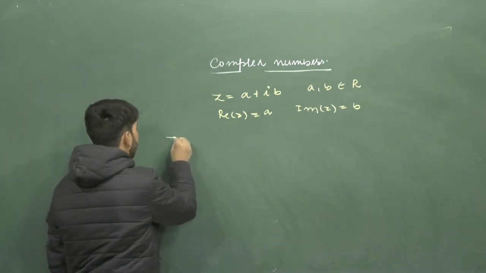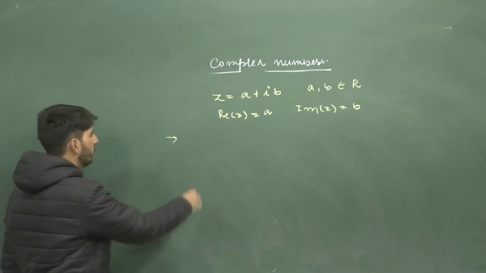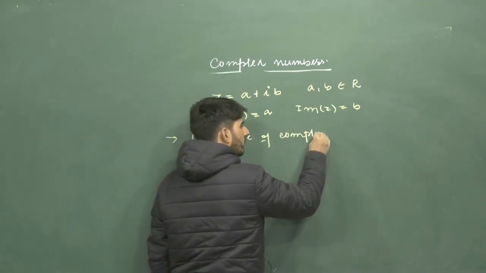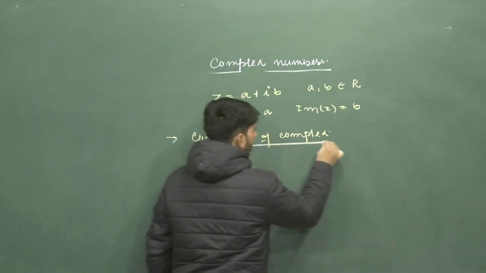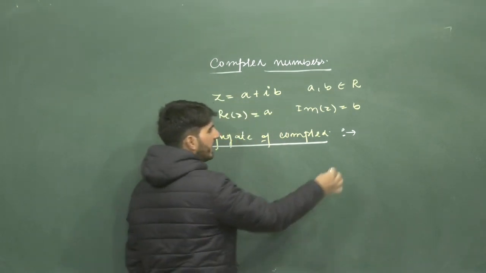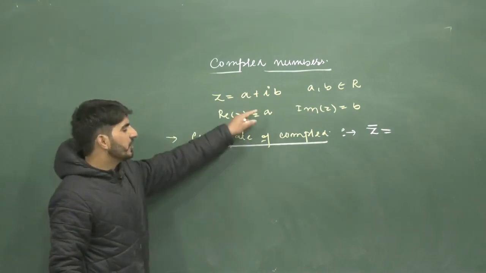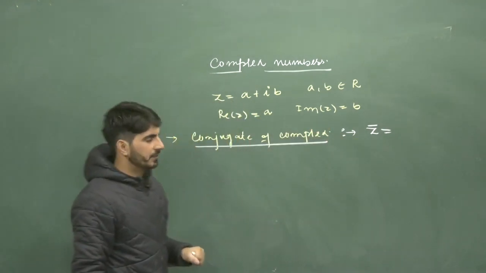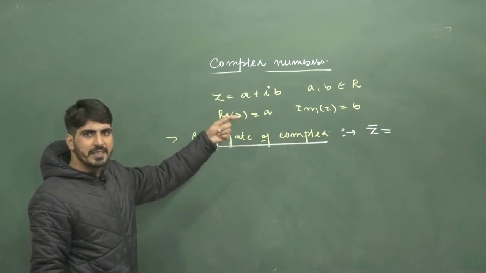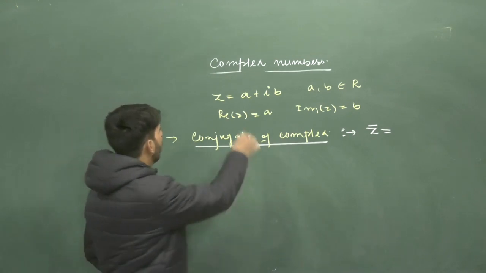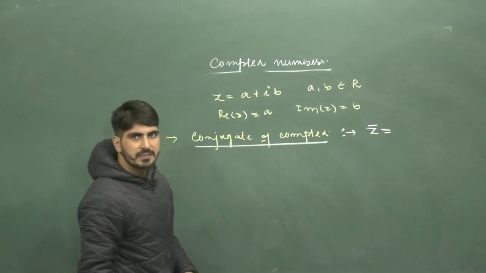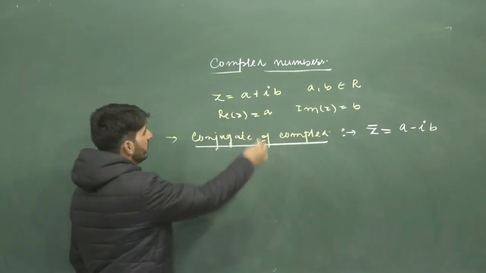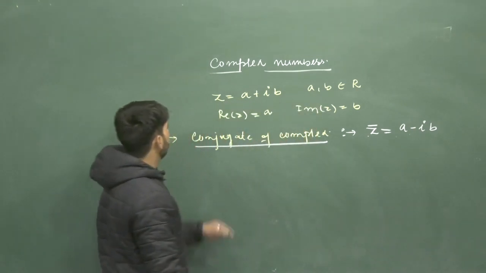So let us define another term that is related to the complex number, that is known as the conjugate of complex number. The conjugate of complex number is denoted by Z bar. You have to change the sign of the imaginary part. If the sign of the imaginary part is plus, then you have to put minus in conjugate. If the sign of the imaginary part is minus, then you have to write plus in conjugate. In other words, we can say this is the mirror image of the complex number. So Z bar is a minus iota b. This is the conjugate of the complex number.